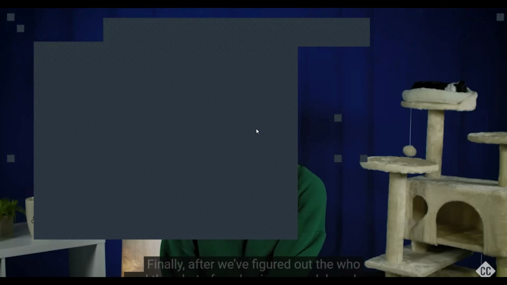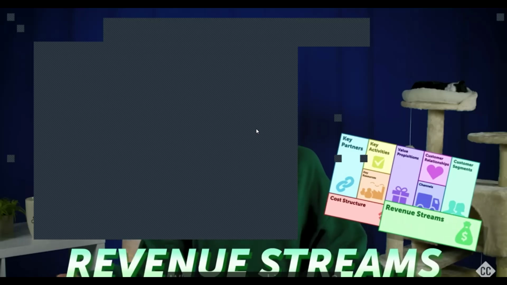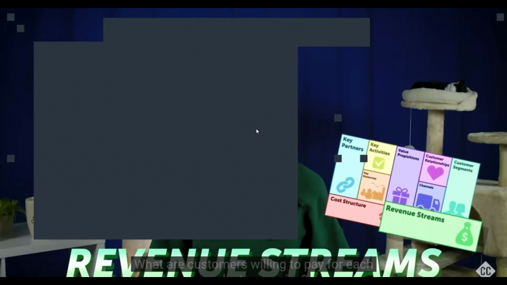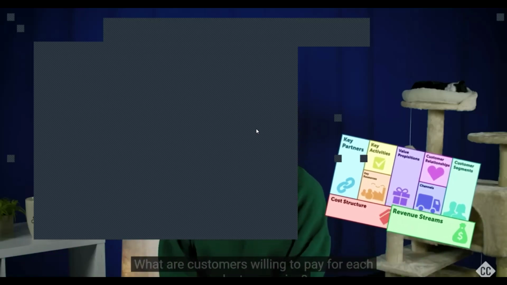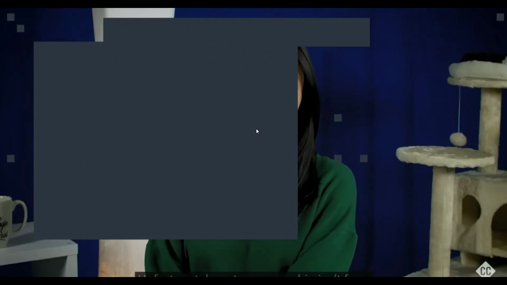Finally, after we've figured out the who and the what of our business model, we have to think about money. Half of that is our revenue streams. Where are we making money? What are customers willing to pay for each product or service? As of 2019, Netflix uses 3 membership subscriptions: Basic, which is $7.99 a month, Standard, $10.99 a month, and Premium, $13.99 a month.